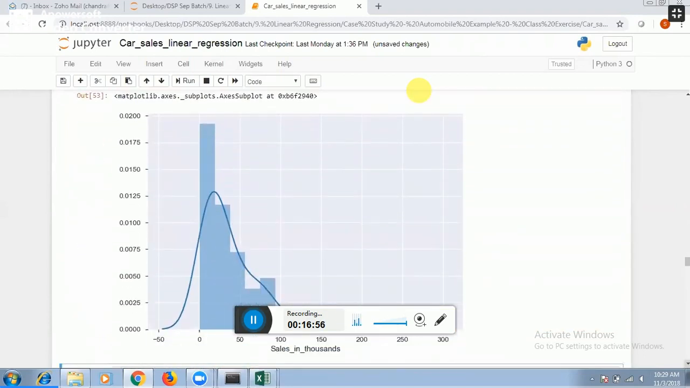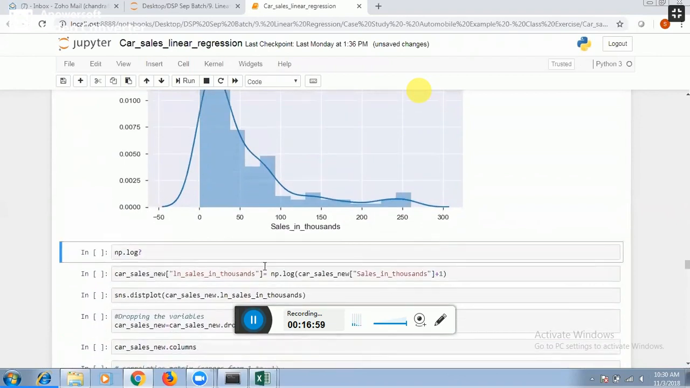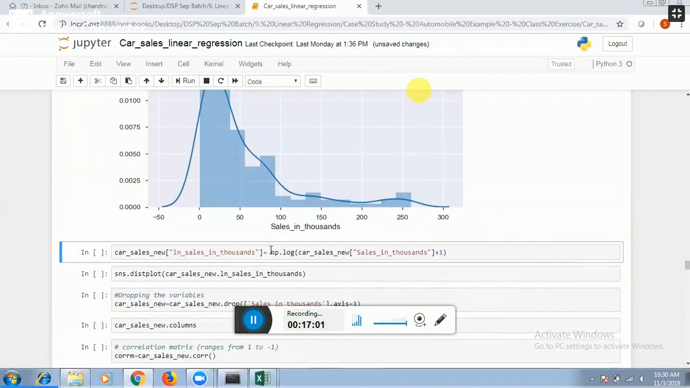The distribution plot is also the same. Now what we are doing is applying a transformation called log, because the distribution is more like an exponential distribution. In that kind of scenario, if you apply a log transformation, a log of this variable, finally you will get log sales in 1000, which is nothing but log of sales in thousands. And here I just added a +1.